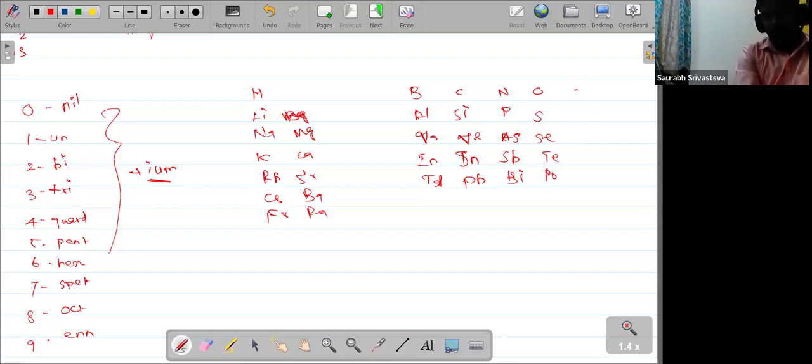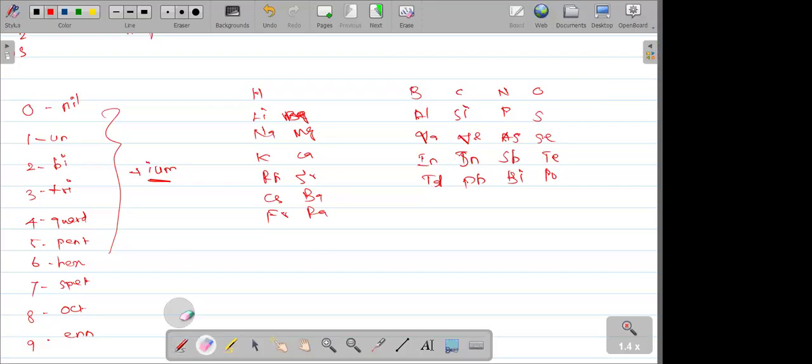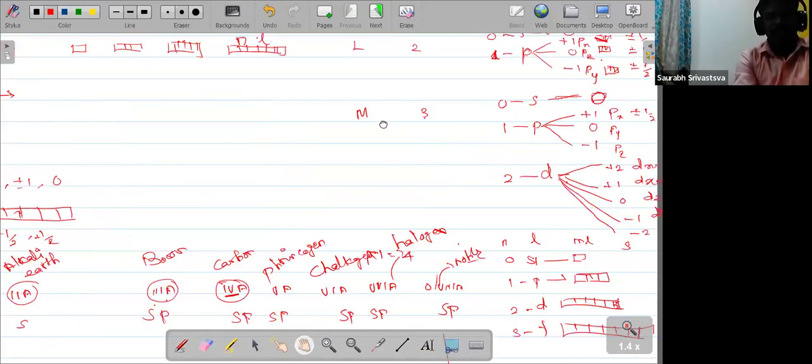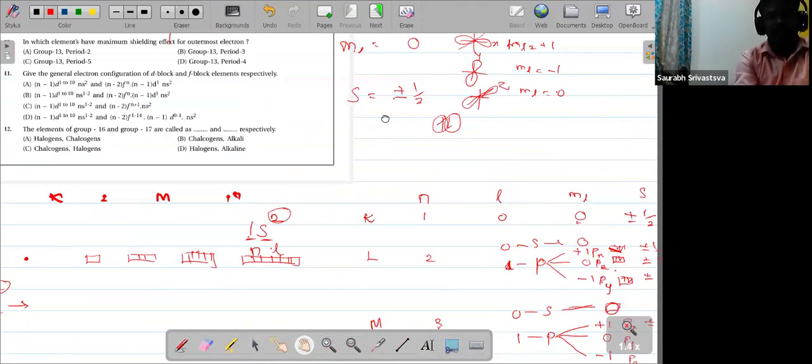Last one, fluorine, chlorine, bromine, iodine, and astatine. And last one is helium, neon, argon, krypton, xenon, radon. So here they gave which is having the same set of electronic configuration.